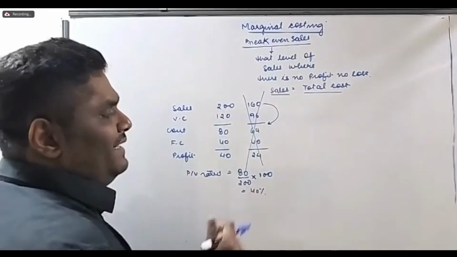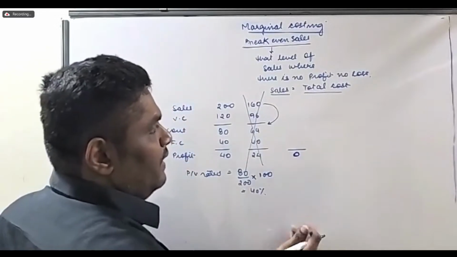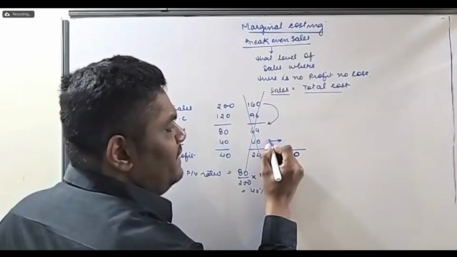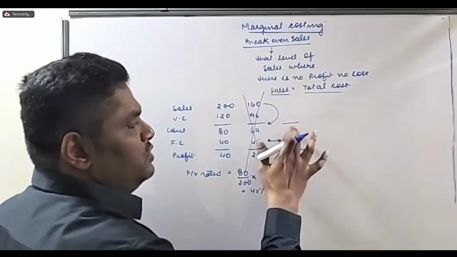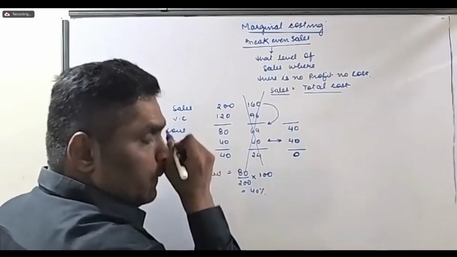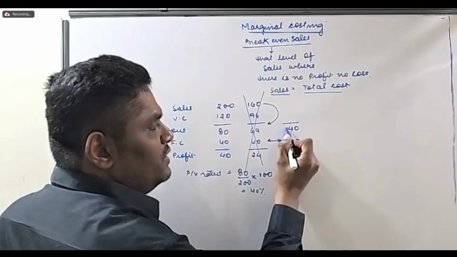Now, what will be the correct answer? Very simple. We want profit as 0. At break-even point, we want a 0 profit. The fixed cost always remains constant. So this 40 will remain constant. So this minus this should be 0. So this will also be 40. 40. This minus this should be 0. So this will be what?